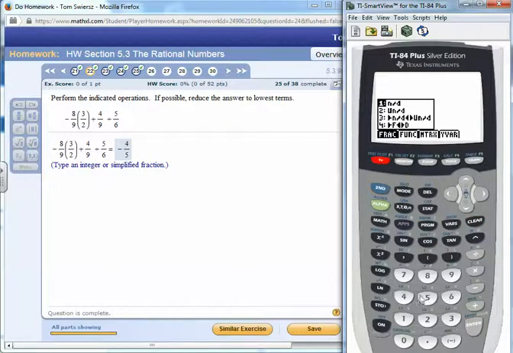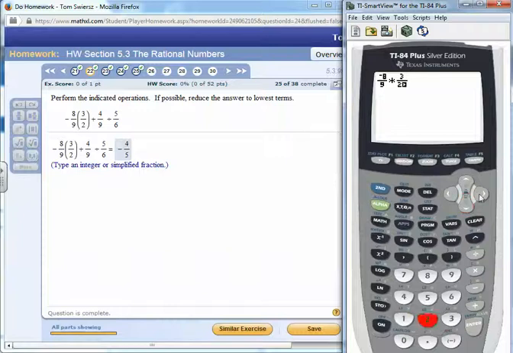Alpha F1, fraction, negative 8 over 9 times alpha F1. The second one is another fraction, 3 and 2 in the denominator, plus. The third fraction is 4/9. And then out of the denominator divided by, the last is also a fraction, 5/6.